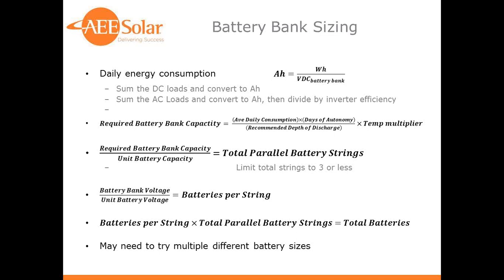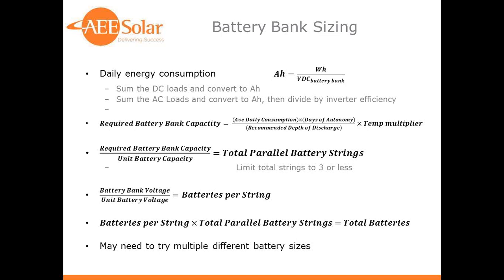So the required battery capacity is going to be the average daily consumption times the days of autonomy. And days of autonomy means the number of days that you might expect to have to use energy from the battery when there's no sun out or no other charging sources. So the battery has to carry the load for some period of time if there aren't any production sources.